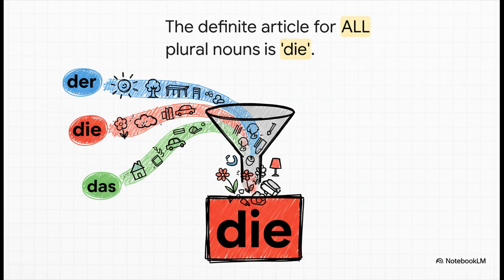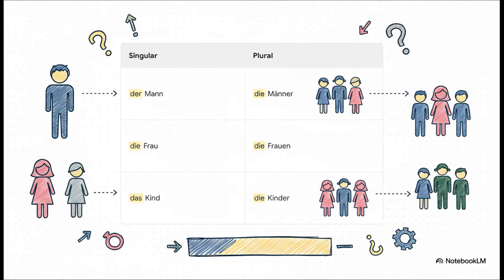It doesn't matter one bit if a noun is der, die, or das when it's singular. When it becomes plural, the article for the is always die. How nice is that? And you can see exactly how this works right here. Der Mann becomes die Männer, die Frau becomes die Frauen, and das Kind becomes die Kinder. The article itself is easy. It's always the for plurals.